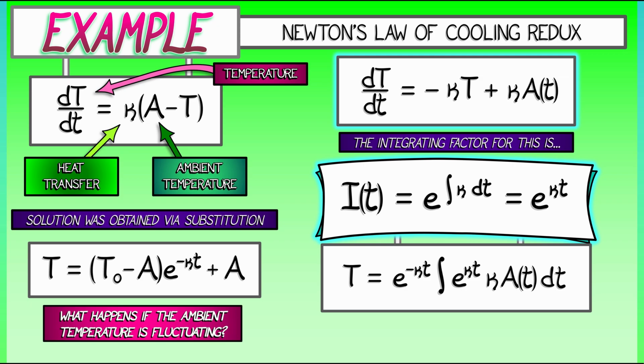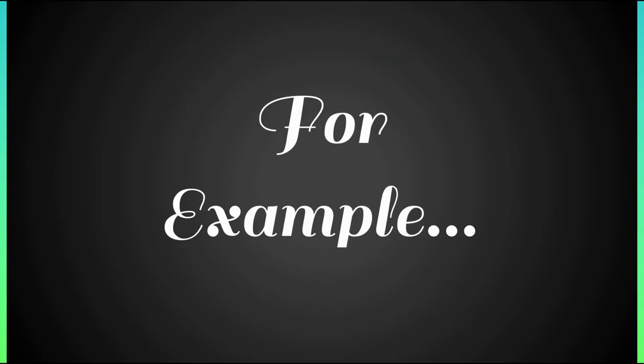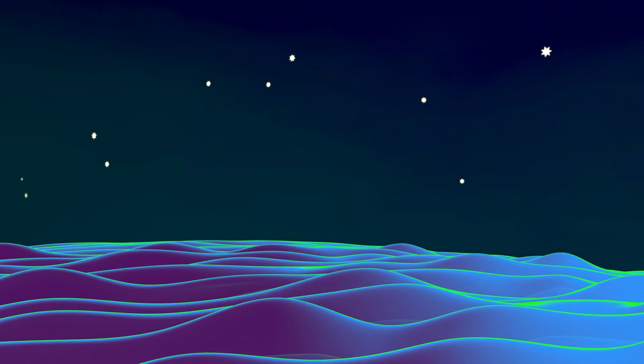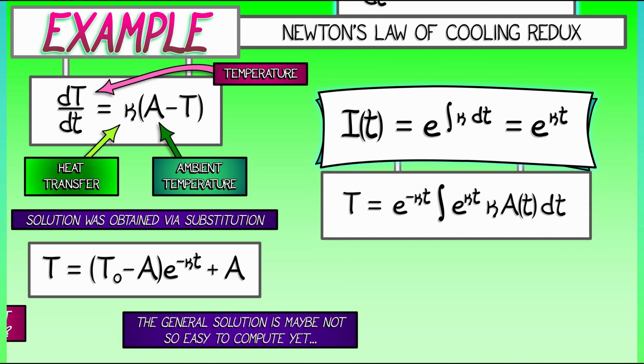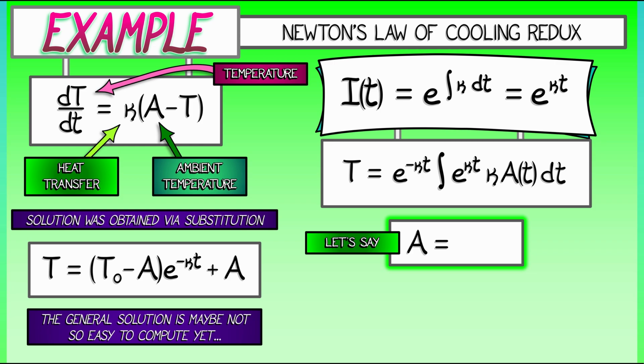Wait, so what's that turn out to be? Well, it depends. That general solution is maybe not so easy to compute yet. It depends on what the form of capital A is. So, for example, let's consider what happens when the ambient temperature is fluctuating. Let's say that we've got something like a swimming pool, and that swimming pool has some temperature, but the ambient temperature that it sits in goes up and down and up and down every day, as it's warmer in the daytime and cooler at night. We might model that, in this case, by saying capital A could be sine of t. Maybe we'd want some more constants in there, but let's just keep it simple.